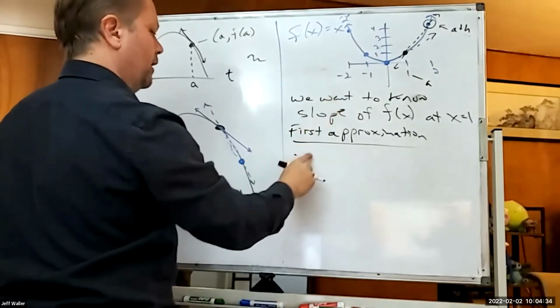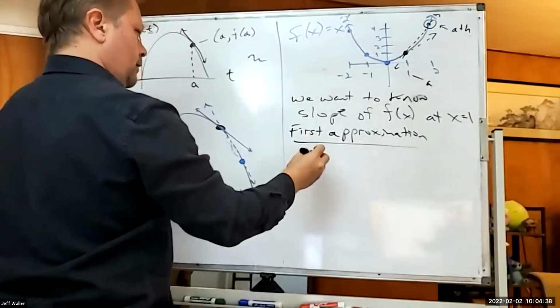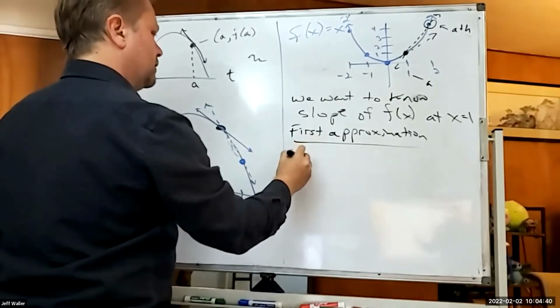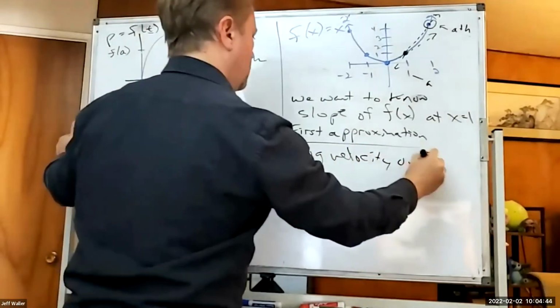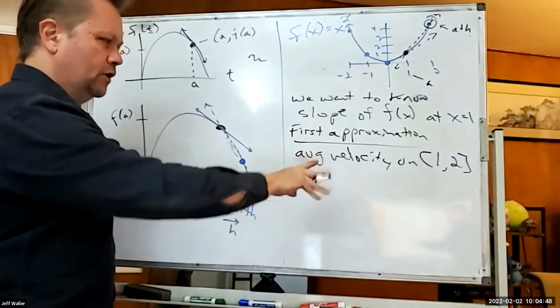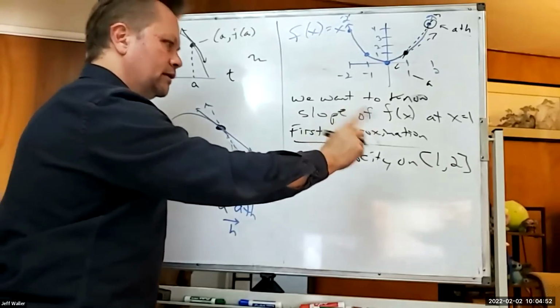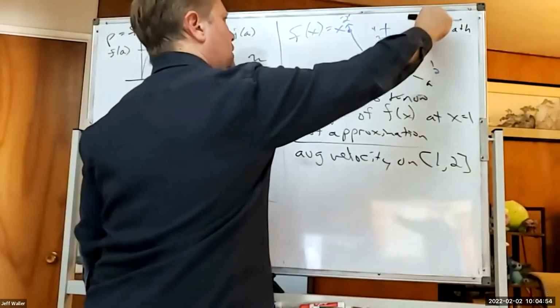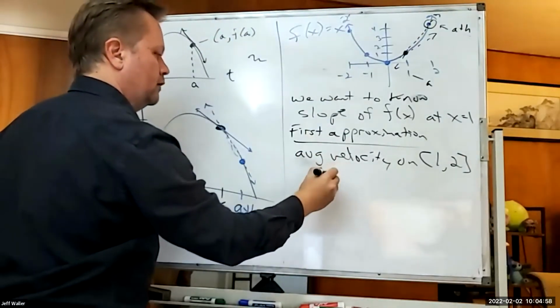Let me see, what's a good way I can say this? Let me say it like this. Average velocity on 1, 2. That sounds a little weird, because that's what you're going to see in the book. But all this is asking you for is, what's the slope between 1 and 2? So what points do you have to use?